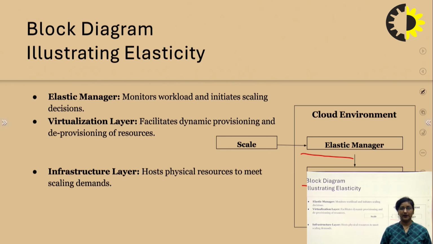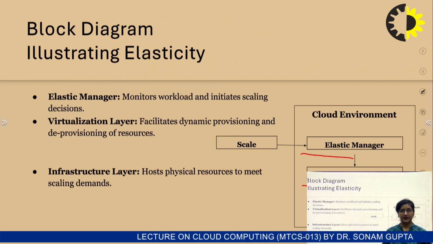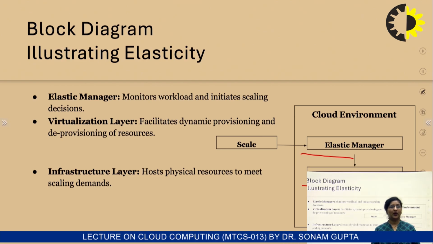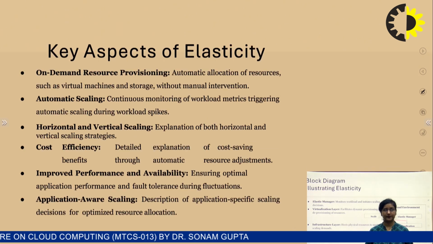The Elastic Manager monitors the workload and initiates the scaling. What is the virtualization layer? It facilitates dynamic provisioning and deprovisioning of the resources as and when required. And the infrastructure layer hosts physical resources to meet the scaling demands. So, this is a block diagram which explains elasticity for cloud computing, how this environment is going to work, and what are the layers involved in it.